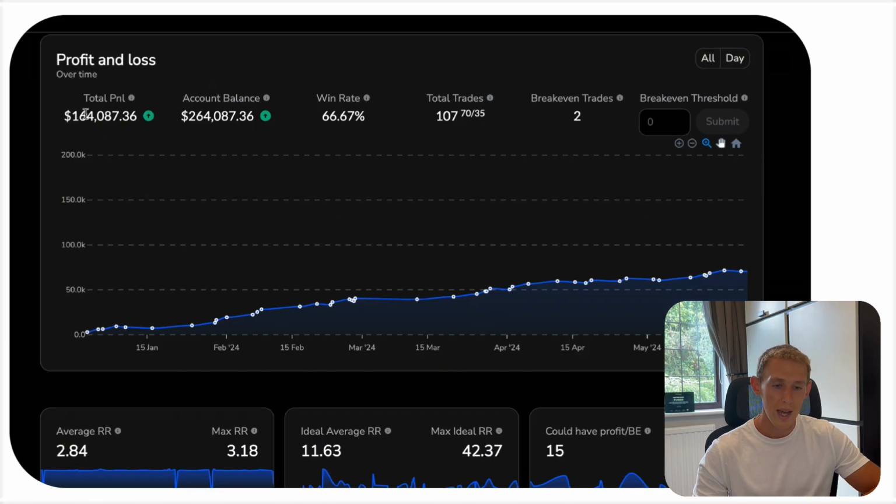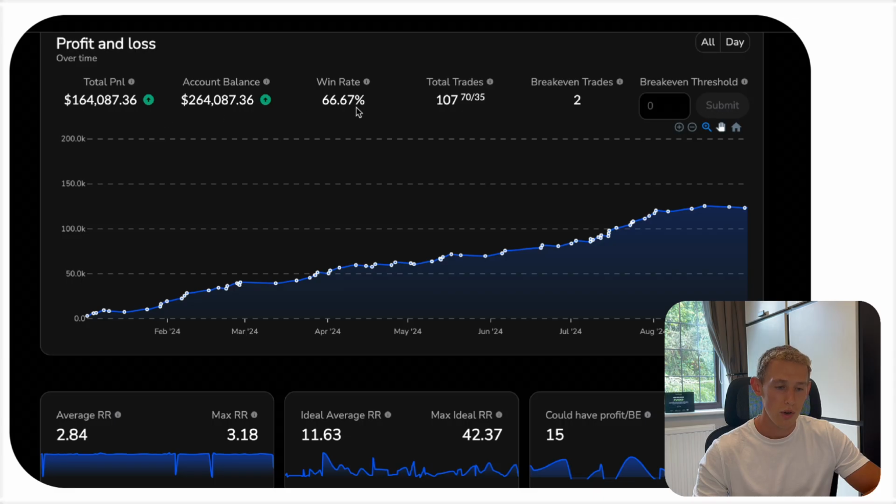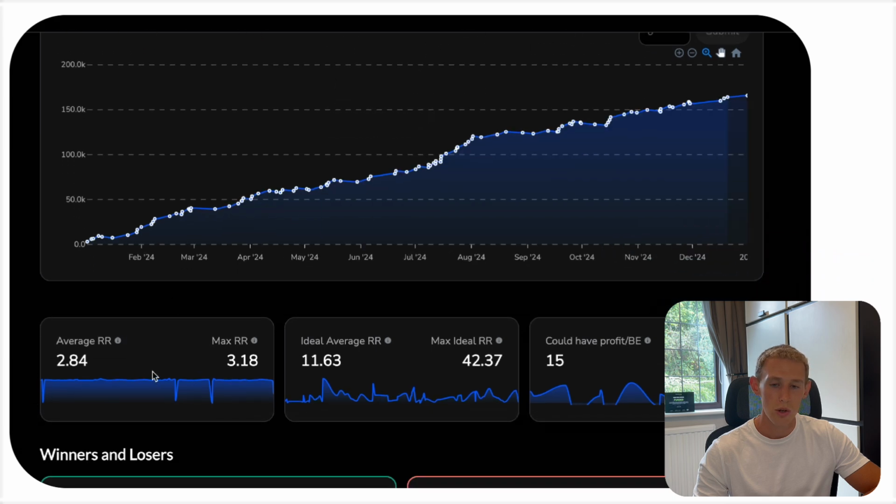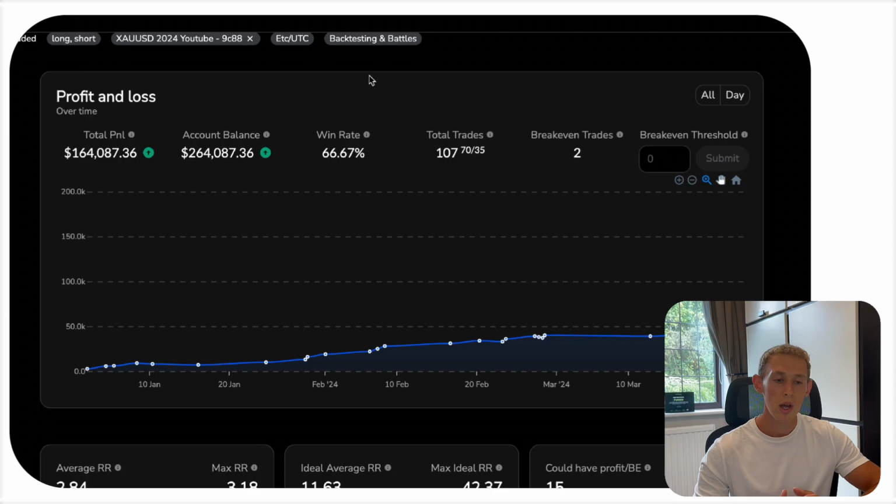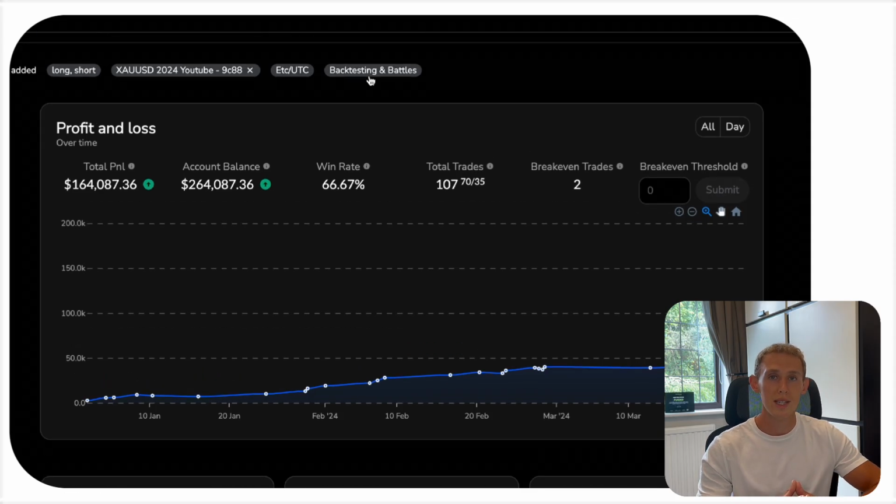So overall, we had around a 67% win rate across a whole year's worth of data, 107 trades to be exact, with a mechanical 1-to-3 risk-to-reward ratio. And this is the same system that we're going to be testing in today's video, but over the 2025 price action. So guys, the plan for today's video is this.